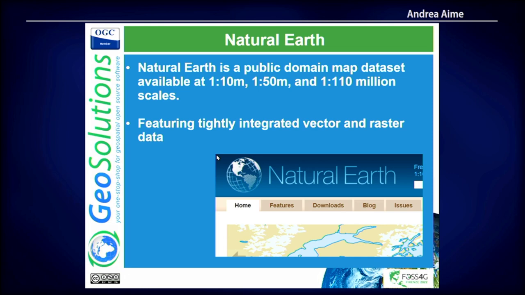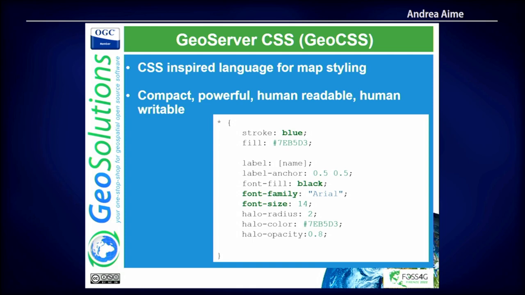Natural Earth, if you haven't stumbled into it yet, is a public domain dataset available at three different small-scale variants. It features tightly integrated vector and raster datasets that you can use to make small-scale maps. GeoServer CSS is a CSS-inspired language for map styling. It's compact, powerful, human-readable, and most importantly, human-writable.